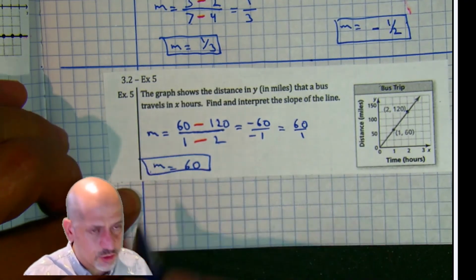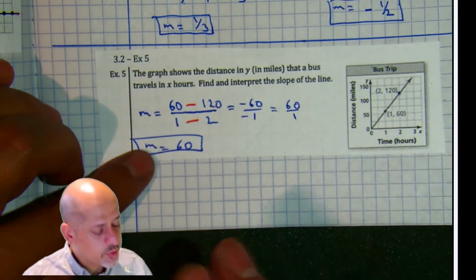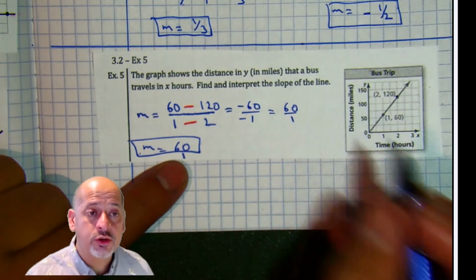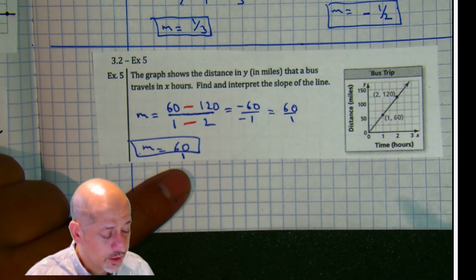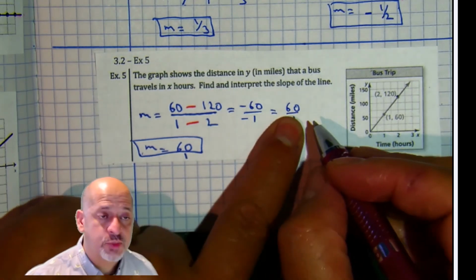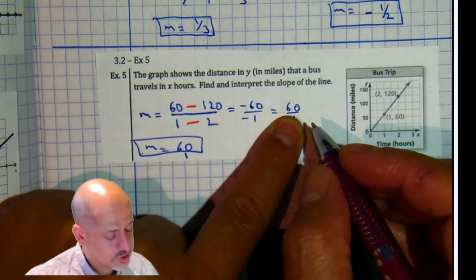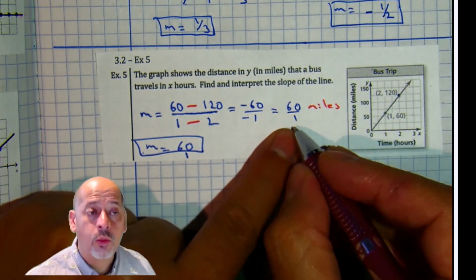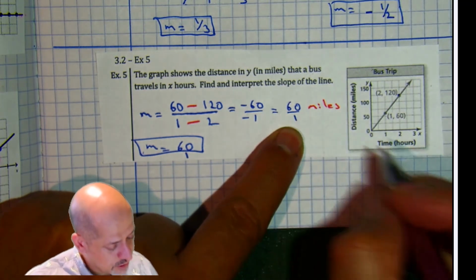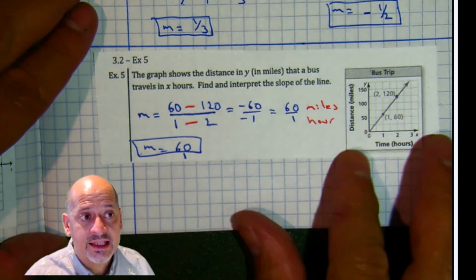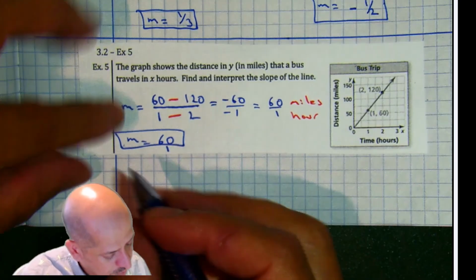Can we interpret the slope? What does that mean? Now remember that it's over 1. So sometimes it's better to interpret it as a fraction because it's your rise over your run. What does the 60 correspond to? It's your y value, which is your miles. And your 1 is your x value, which is your hour. So that means that the bus is traveling at 60 miles per hour.